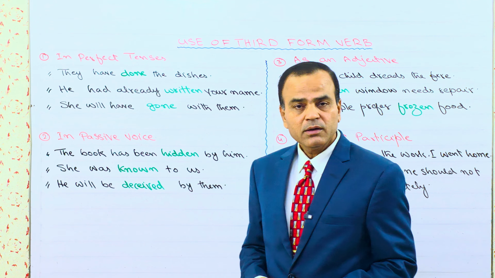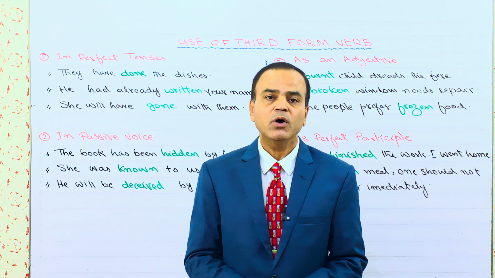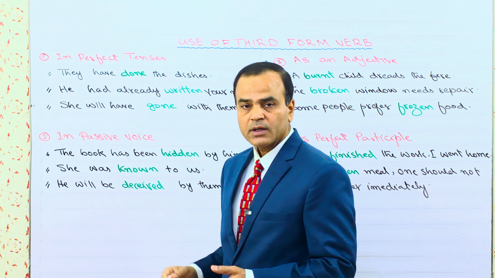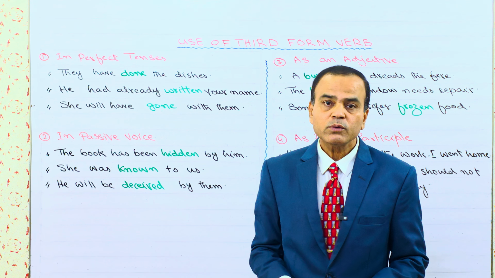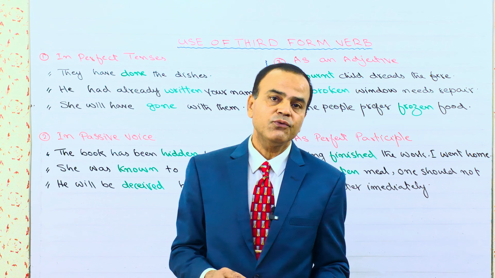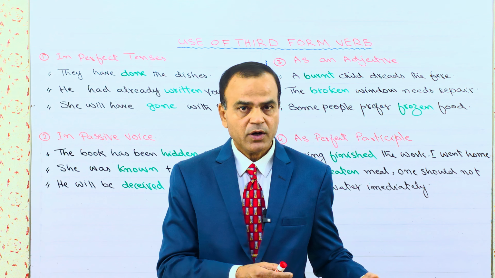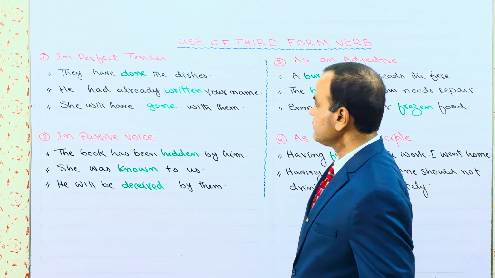The fundamental or the primary use of the third form of the verb is in perfect tenses. In all the perfect tenses in English, we always use the third form of verb, either it is present perfect, past perfect, or future perfect. Let's have a look at some examples.